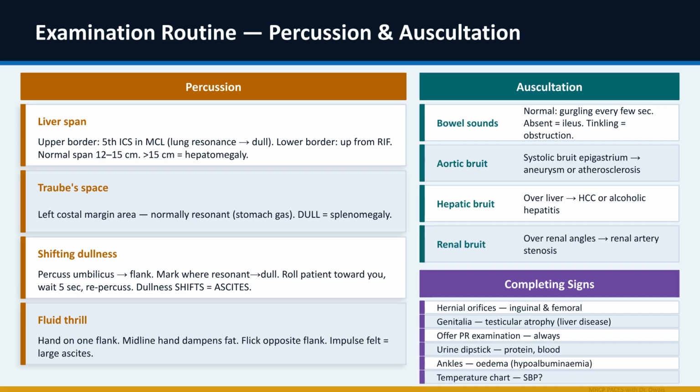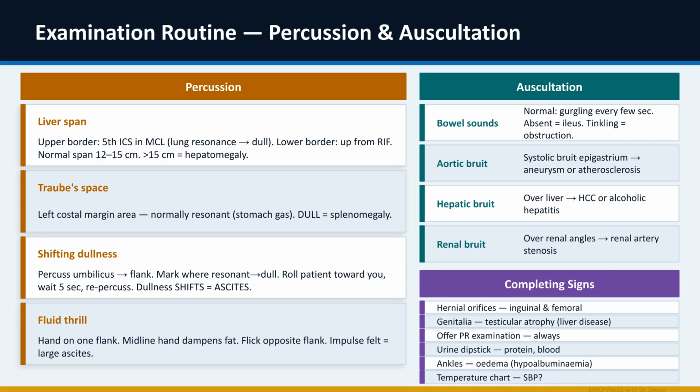If the dullness has shifted, become resonant where it was previously dull, this is positive shifting dullness, suggesting ascites. Fluid is mobile and redistributes with position. Fluid thrill: only use this test if shifting dullness is positive or if you suspect massive ascites.